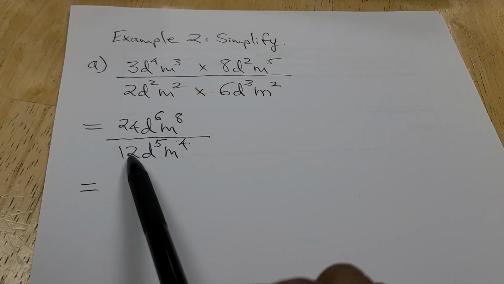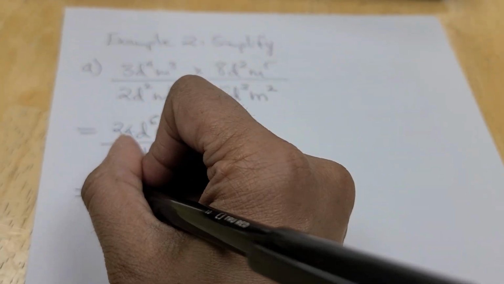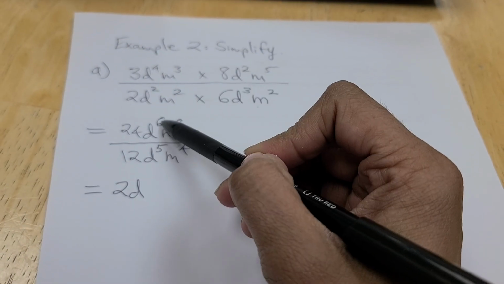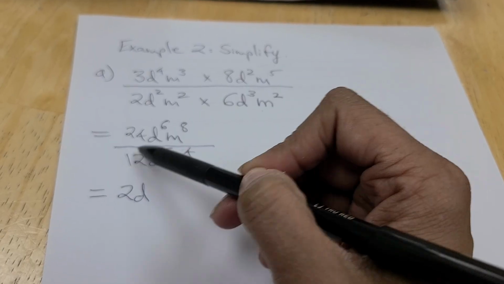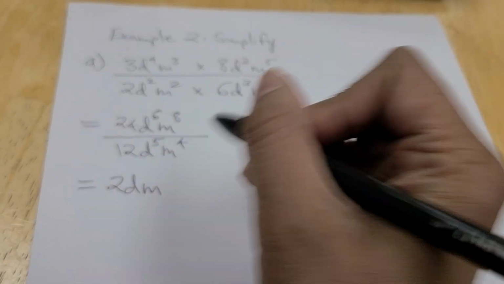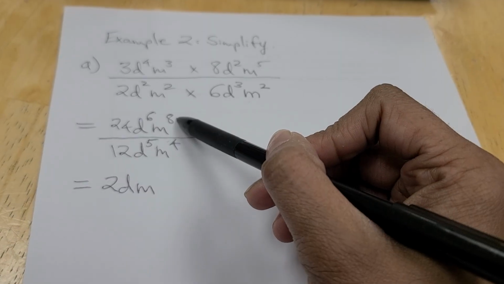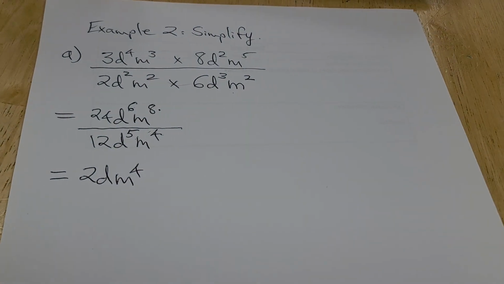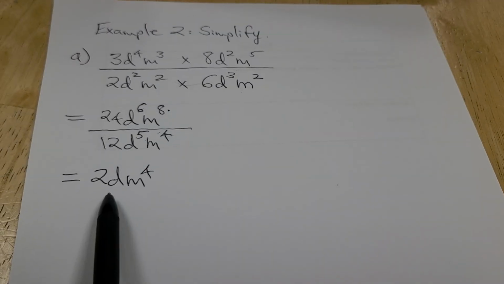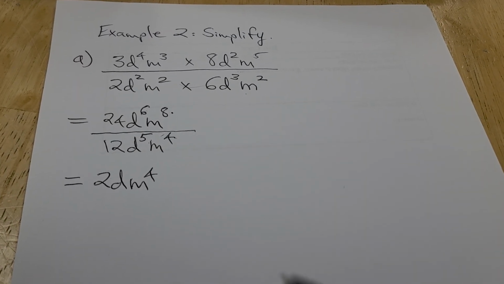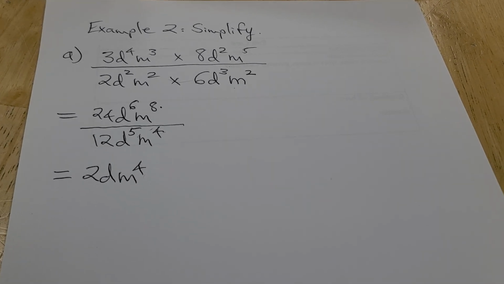I'm going to divide the numbers now. So 24 divided by 12 is 2. D, 6 minus 5, because we're dividing now with the same base, d to the power of 1. And then m is 8 minus 4, m to the power of 4. Okay, we notice the answers we're getting here don't have any negative exponents. But again, if they do, you have to make sure you take the negative exponent to the bottom.